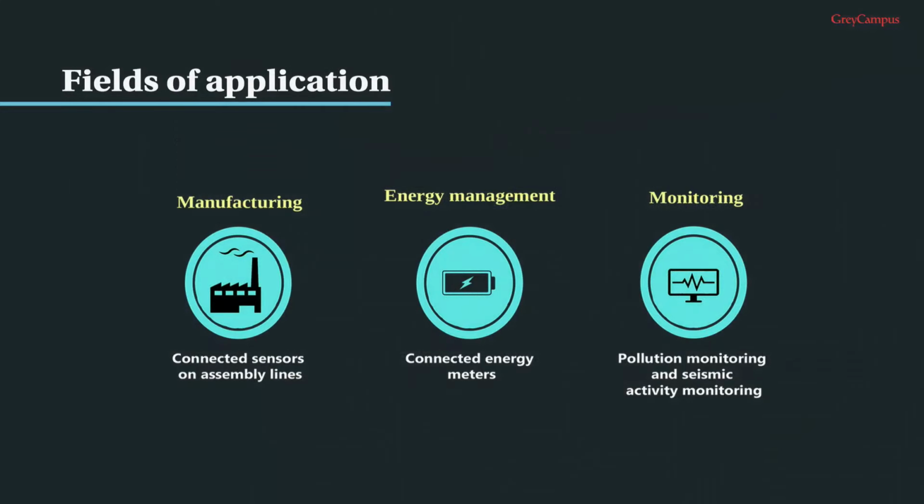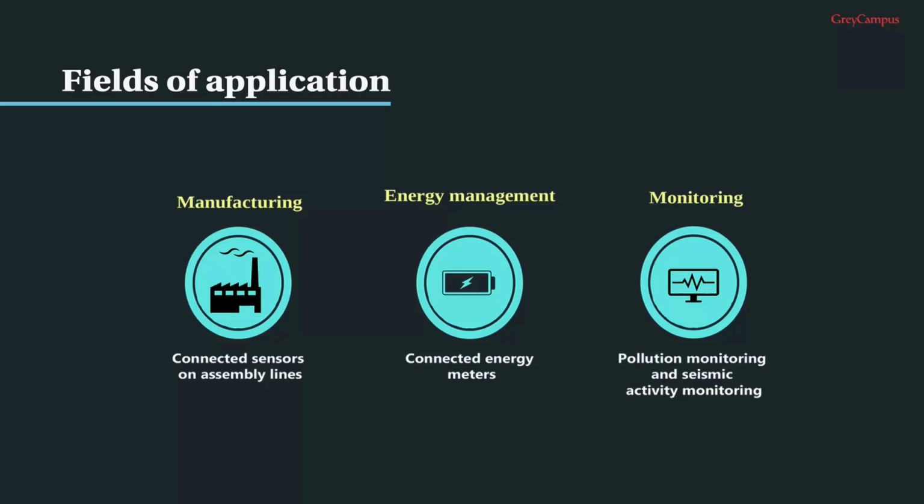Let's go through some other fields of applications. For example, manufacturing is really a big topic in the Internet of Things. You can have connected sensors on assembly lines that all communicate with a central system. And because the sensors are also connected to the internet, you can just monitor the state of the assembly line from anywhere in the world and see, for example, what is the productivity of a factory.